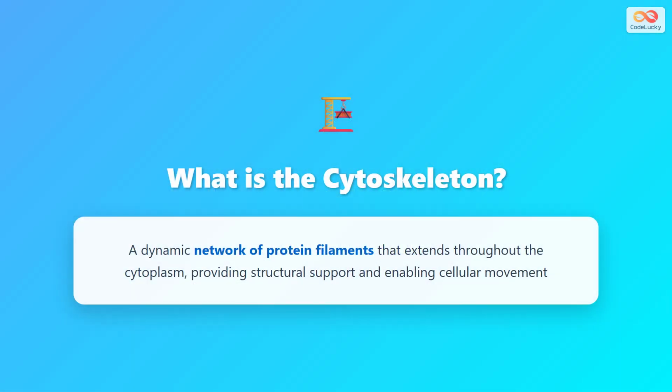The cytoskeleton is a dynamic network of protein filaments that extends throughout the cytoplasm of the cell. Unlike a rigid skeleton found in our bodies, the cytoskeleton is constantly changing and adapting. It provides structural support, much like the framework of a building, but it also enables cellular movement and helps organize the cell's interior. This protein network is essential for maintaining cell shape, especially in cells that lack a rigid cell wall.